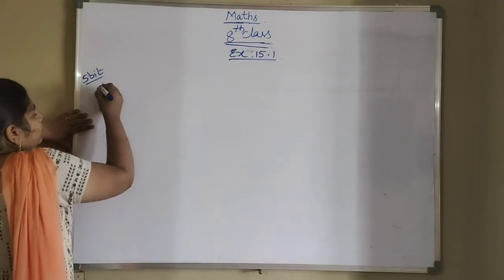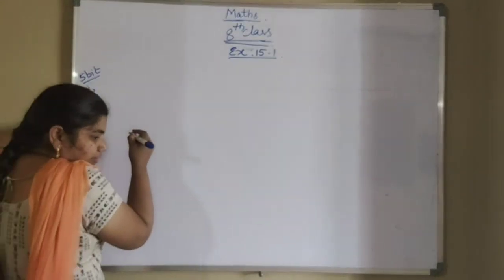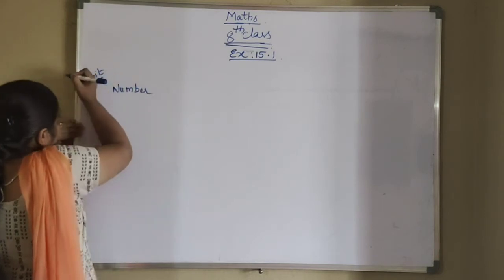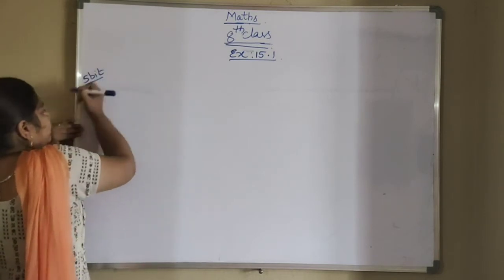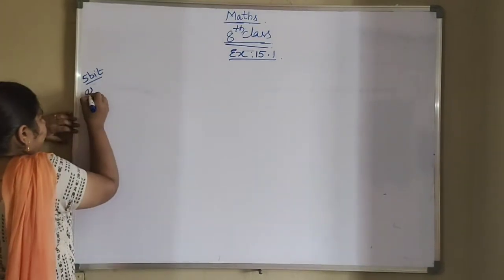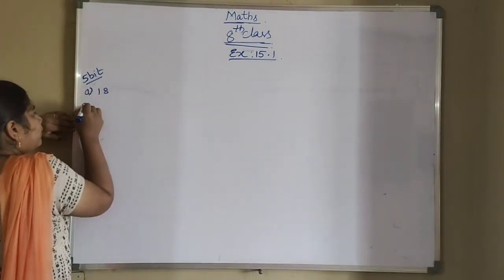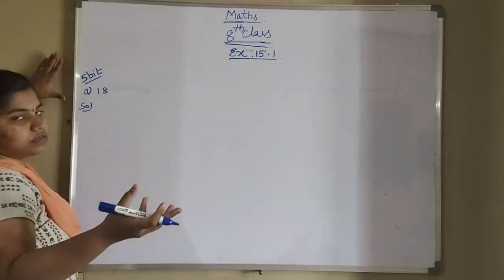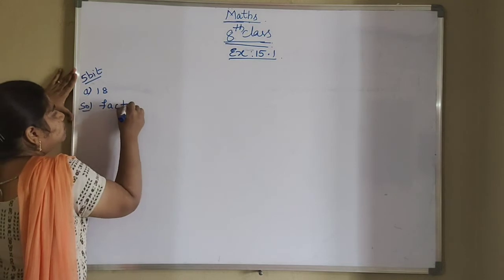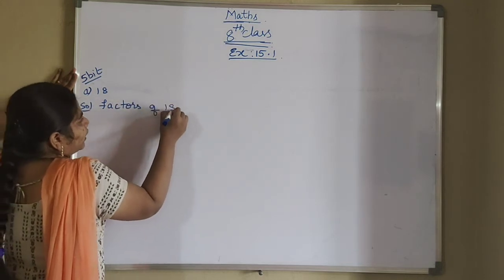So first what will we write here? We will write it as number. Which number have they given? The first question. What is the first bit in that? A bit is 18. So first we have to write the number of factors. How many factors are there, we have to write. So factors of 18. What are the factors of 18?